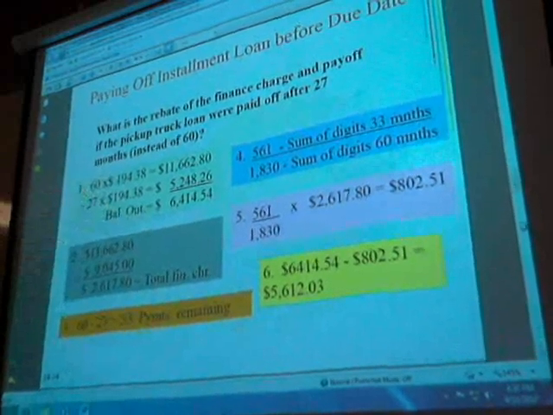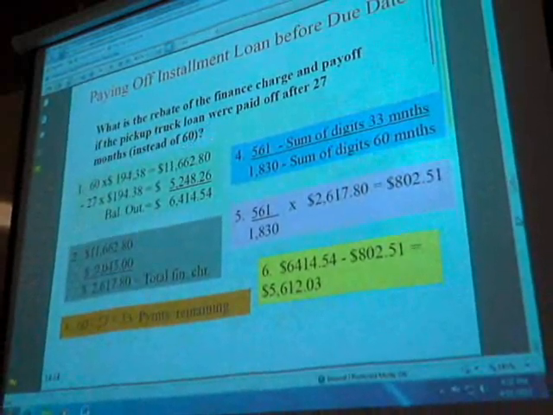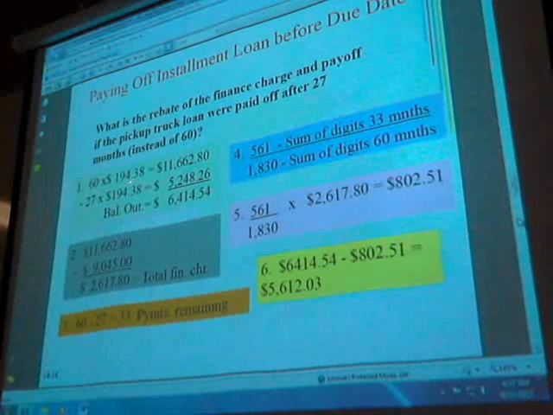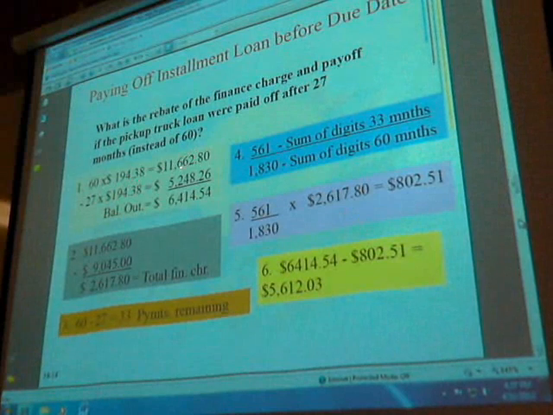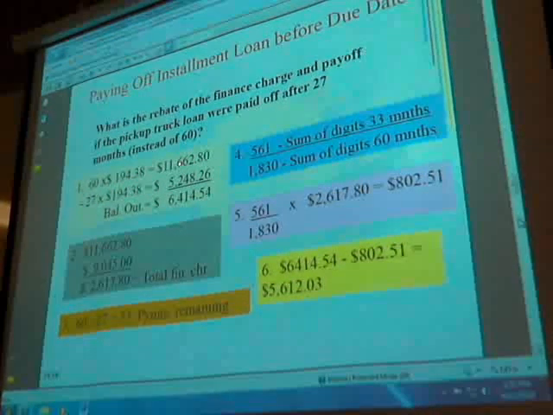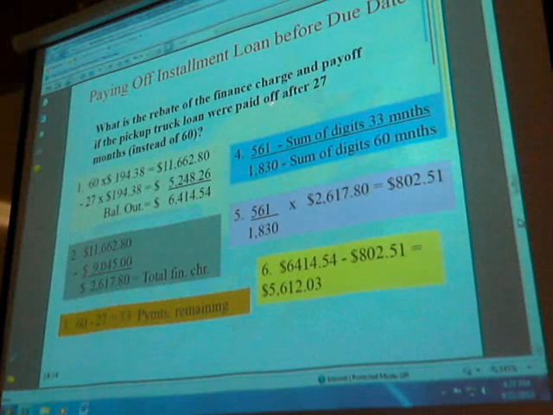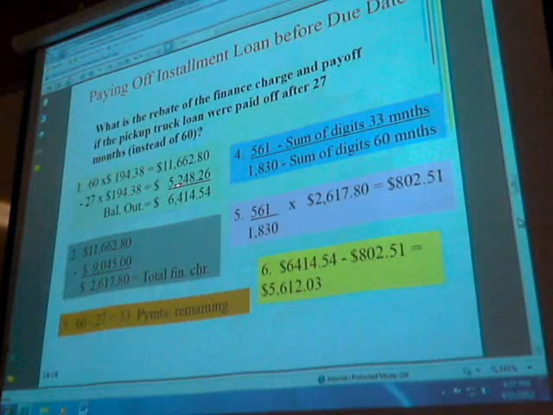Anyway, look at step 1. I'm going to go through each number. 60 is the number of total payments if you were paying through the whole term, times the monthly payment amount. This gives you the total of payments. We talked about this 2 or 3 times already, right? The total of payments. Now notice this is a minus sign, minus 27. 27 is how many months we've paid so far, right? So 27 times the monthly payment amount tells us how much we've paid so far, up to this date, up till today.